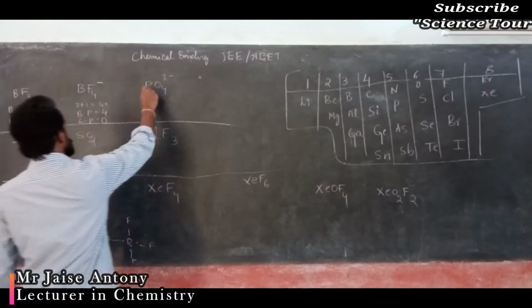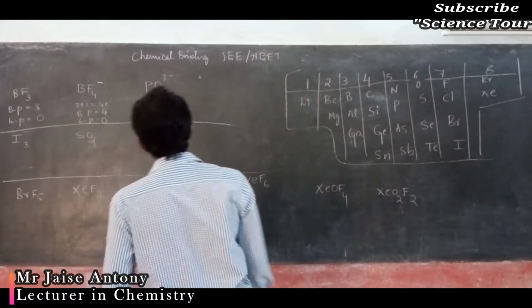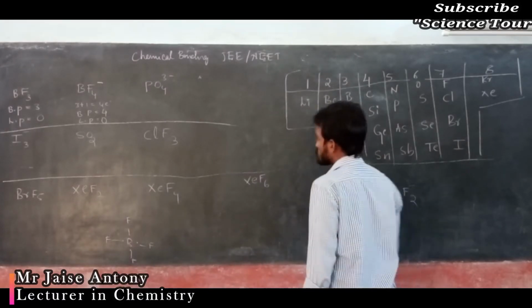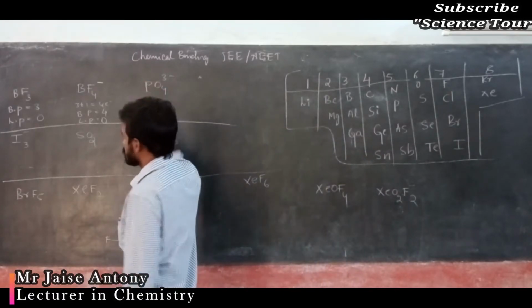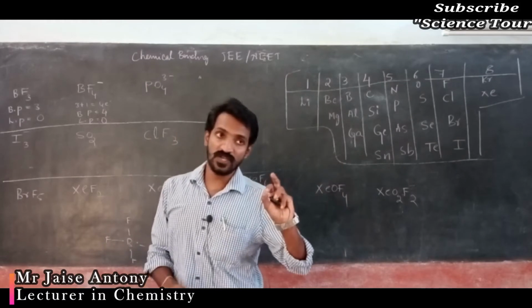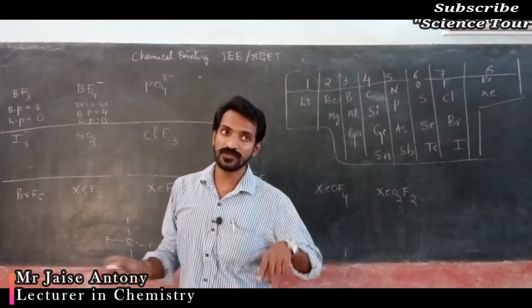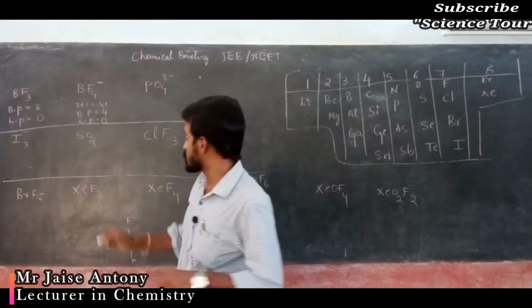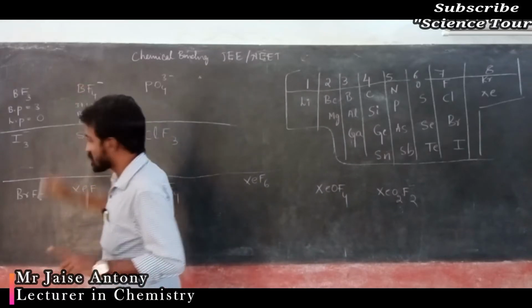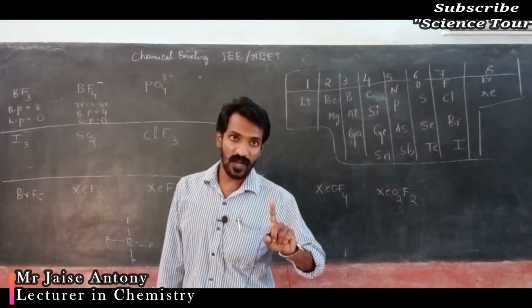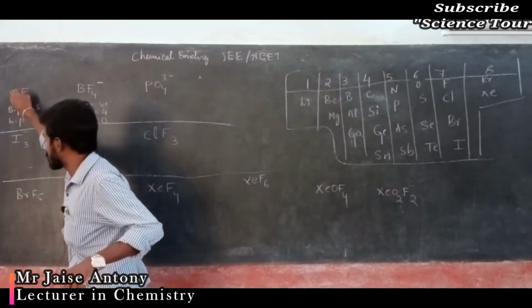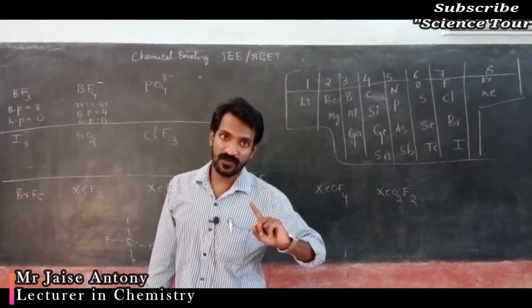And my dear students, this one, phosphate, PO4 3 minus. Phosphorus is the central atom. See, you have to find the valency of the central atom, not oxygen. Very important. Here also B is the central atom. You have to see the central atom's valency electrons.